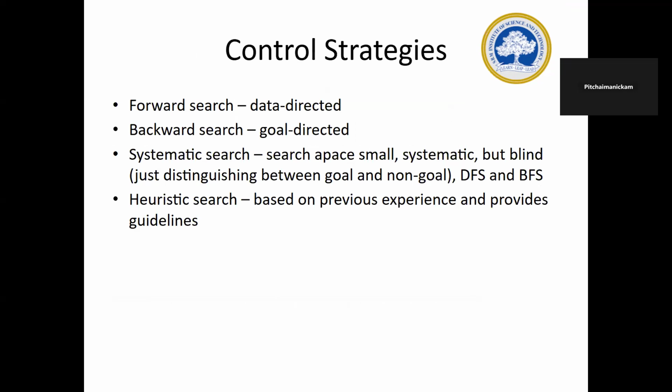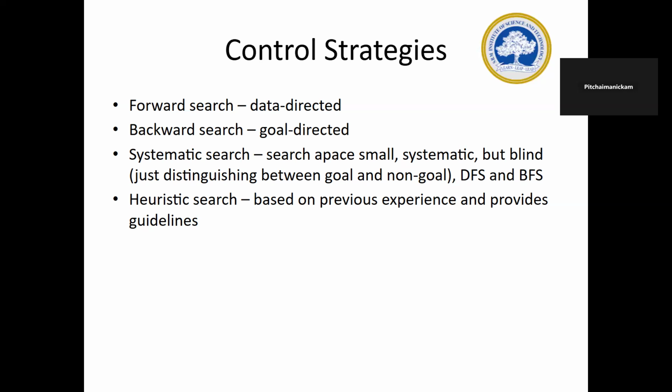We have four different categories. One is the forward search, which fully depends on data direction. For example, we start from the initial state, and from this initial state we are able to find the solution. This should be repeated until we reach the goal state. So we are moving in the forward direction, starting from the initial state and moving toward the goal state. So this is the first one.